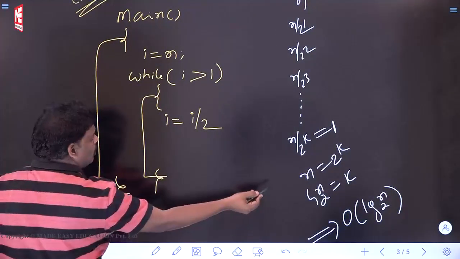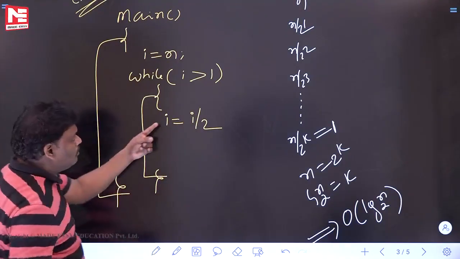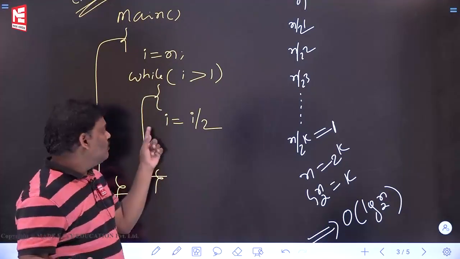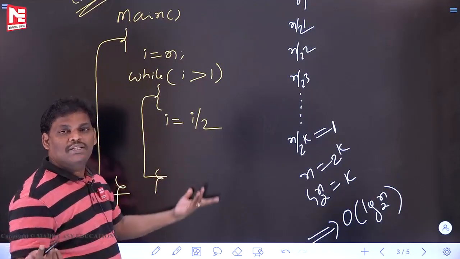What is the answer? Log n base 2. Suppose that always divide by 2, that is okay. Suppose if I always divide by 3, log n base 3. If you want, you can check the same thing. Always divide by 4, log n base 4. Always divide by 10, log n base 10, that is okay.